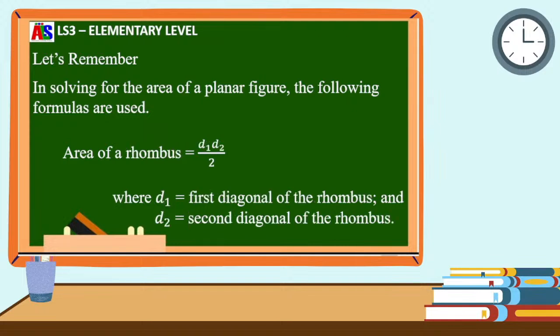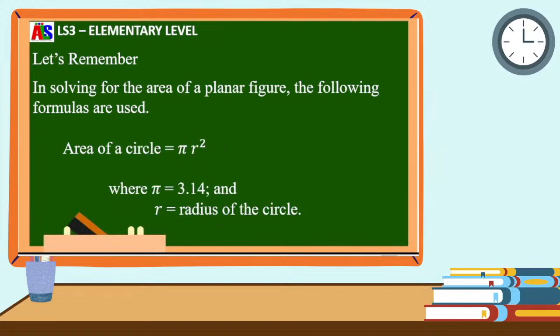For the area of a rhombus, we have D1 times D2 all over 2, where D1 is the first diagonal of the rhombus, and D2 is the second diagonal of the rhombus. For the area of a circle, we have pi r squared, where pi is equivalent to 3.14 and r is the radius of the circle.